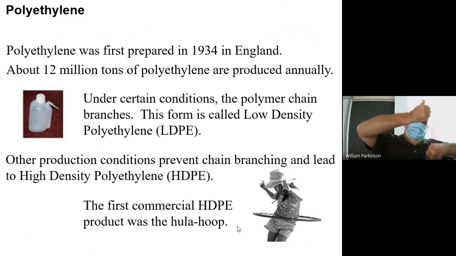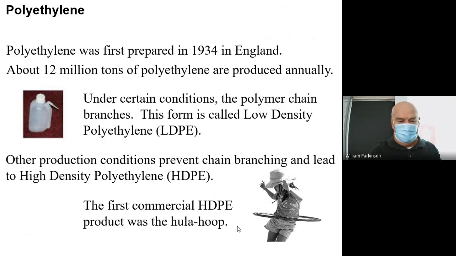Meaning, if you stick limbs out on the sides of these chains, then the next chain above it won't be able to pack in as closely. So when they can't pack in as closely, then you get a lower density of the strands of the chains. When you get a lower density of the strands because of the branches, it changes the characteristic of the plastic. And what I show for the low density case is a picture to the left, which is a picture of a squeeze bottle.